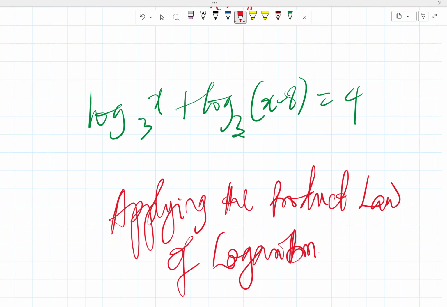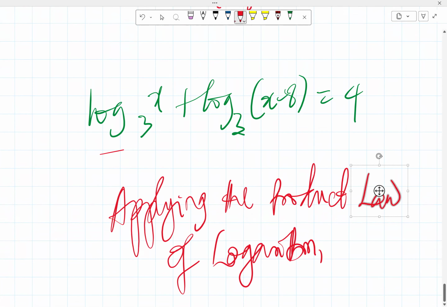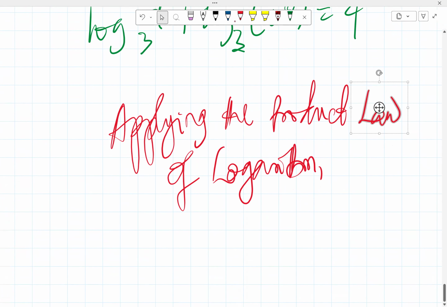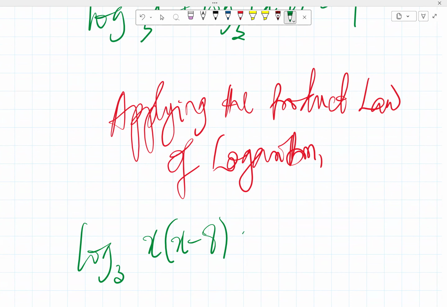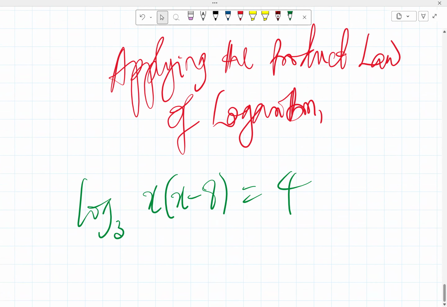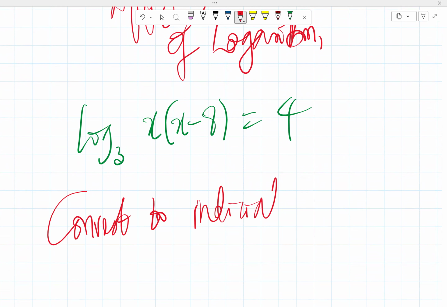So sum outside logarithm becomes product. That means we can multiply x and x minus 8. So we now have log to base 3 of x into x minus 8 equals 4. Then the next thing is we convert to exponent, convert to indicial form, if you like. So what do we have then?